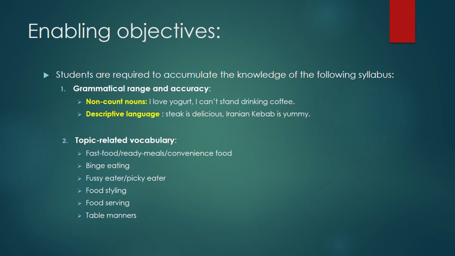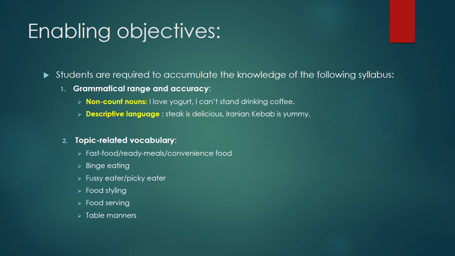Our enabling objectives in this regard, for grammar, we have no count nouns. So normally food sources are no count. For example, yogurt. So I love yogurt. Not I love a yogurt, I love yogurt. Neither of them are true. I can't stand drinking coffee. Again, I can't stand drinking a coffee or coffees. Neither of them are true. Both yogurt and coffee are no count nouns.